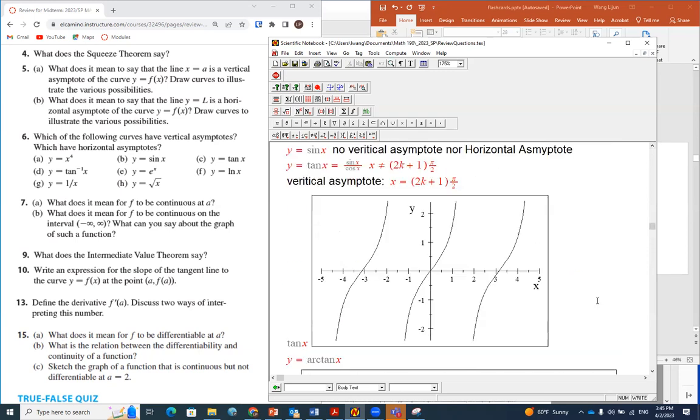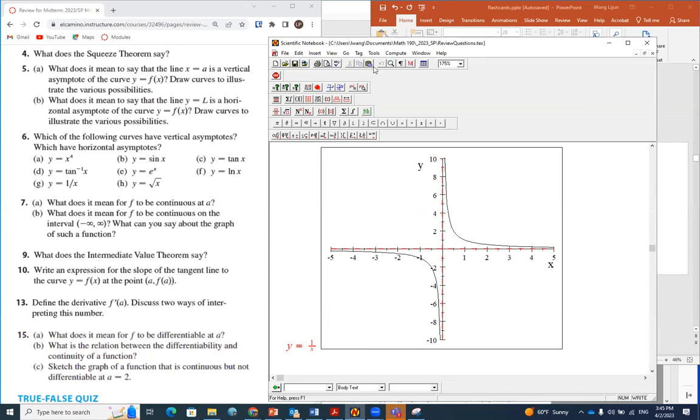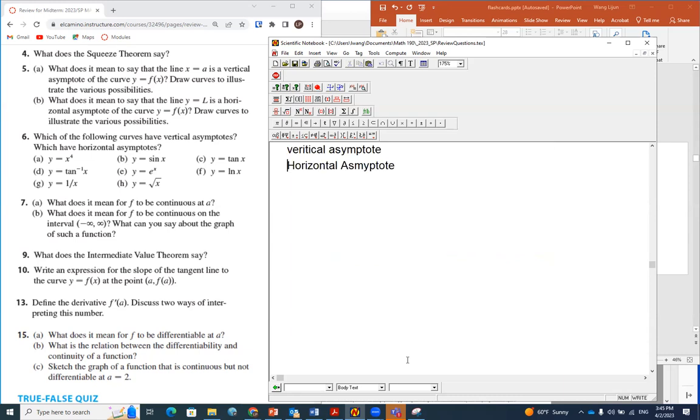So here, I'm just going to copy and paste these words: vertical asymptote, horizontal asymptote, and what they are. Okay, the vertical asymptote is x equals 0, which is the y-axis. The horizontal asymptote is y equals 0, which is the x-axis.